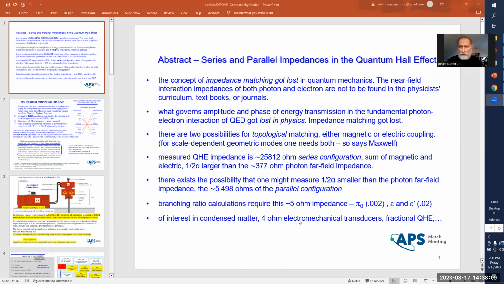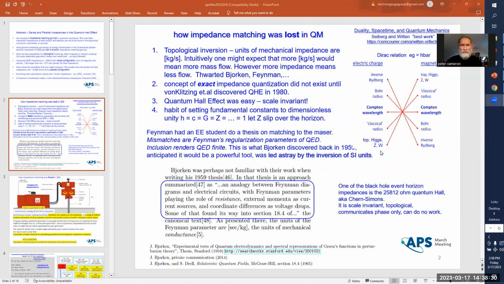We're looking at vacuum impedance networks, but it's also curious that the electromechanical transducers turn out to be in the 4 to 8 ohm resistance impedance range. And this could be interesting in the fractional quantum Hall effect. So how was it lost in quantum mechanics? Bjorken summarized an analogy between Feynman diagrams and electrical circuits, with Feynman parameters playing the role of resistance.